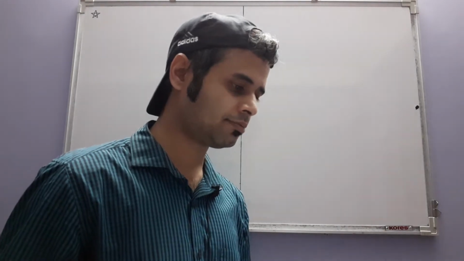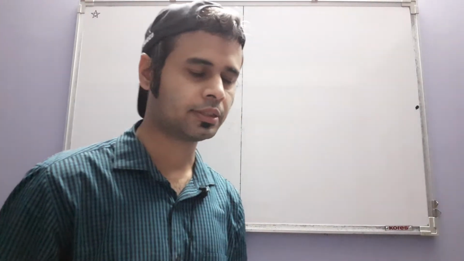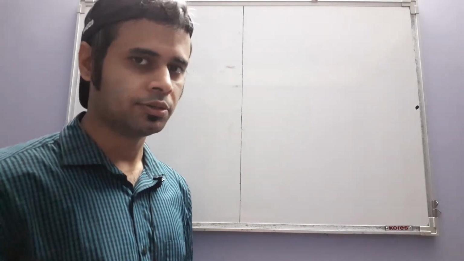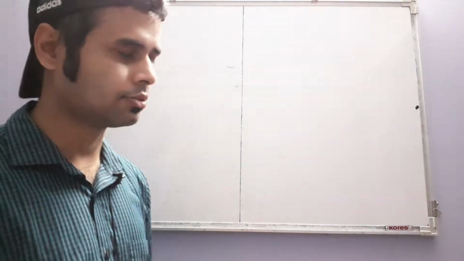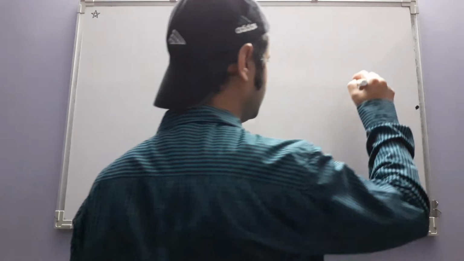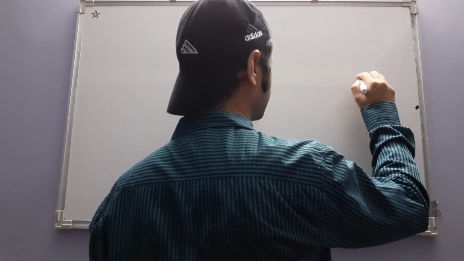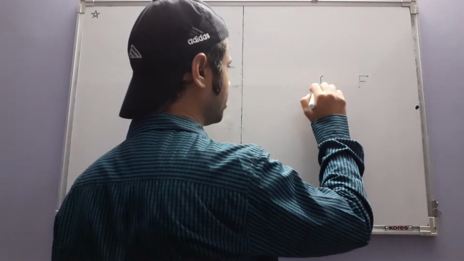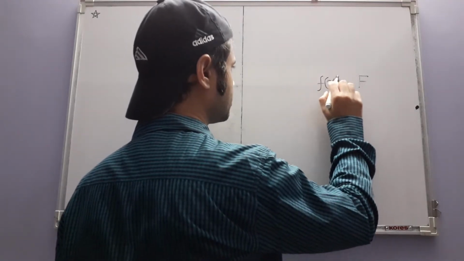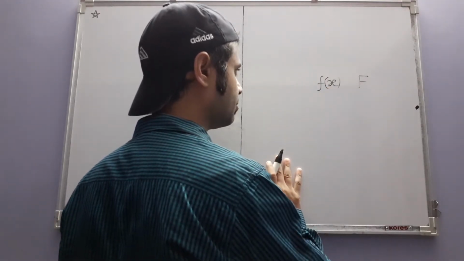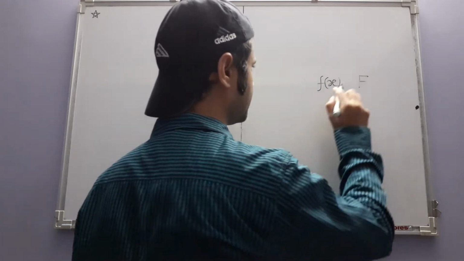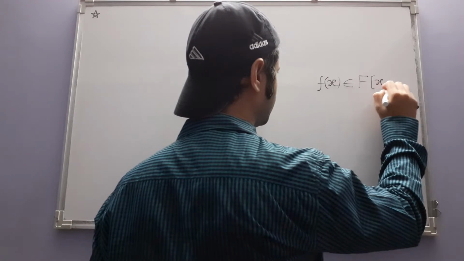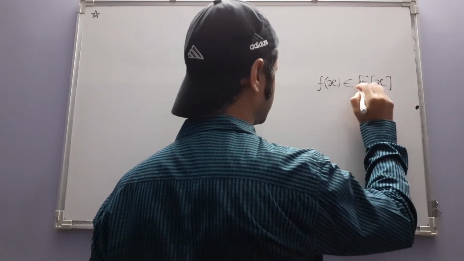Okay, so we have once again come back to field theory. So let's start by recalling what we have been doing here and what we have done so far. We started our discussion with a field F, any field, and say a non-constant polynomial f(x) is given over F. That means f(x) is a non-constant element of the polynomial ring F[x].